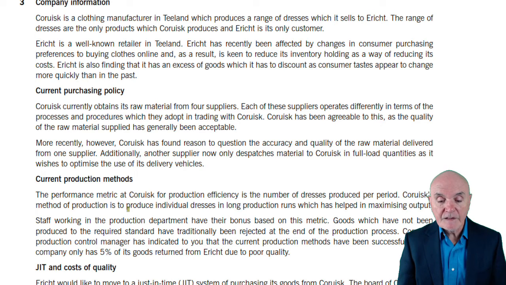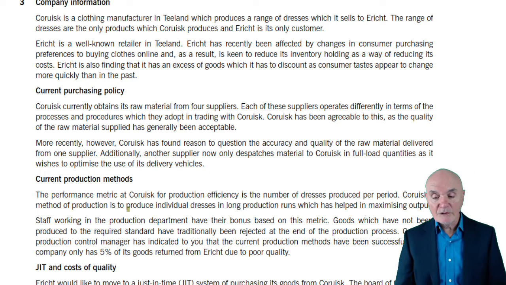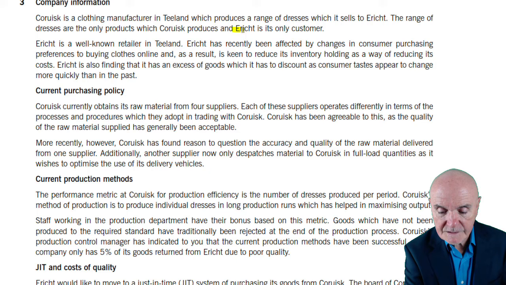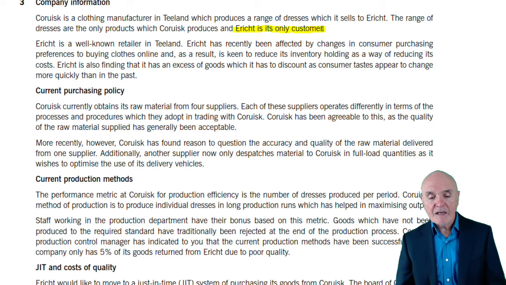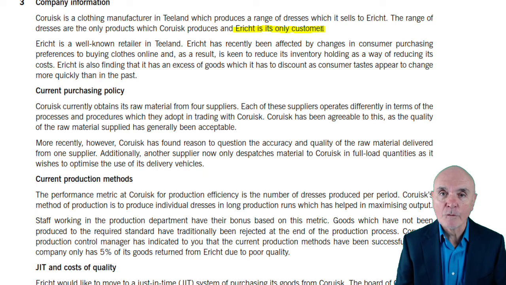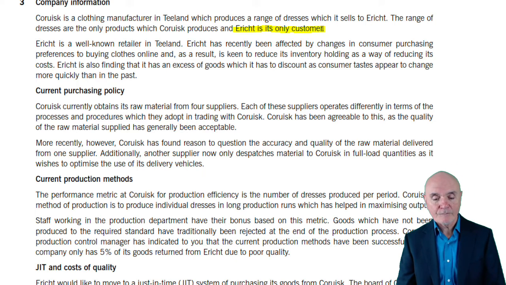So CORUSC is a clothing manufacturing company in Teelan, produces a range of dresses which it sells to Eric. They're the only products which it makes, and Eric is its only customer. So, that's pretty important. If these are your only products, your only customers, you've got all your eggs in one basket. Eric is an organization you don't want to upset. If you were to think of Porter's 5 forces, this customer has got huge purchasing power. We mustn't do anything that's going to upset them.